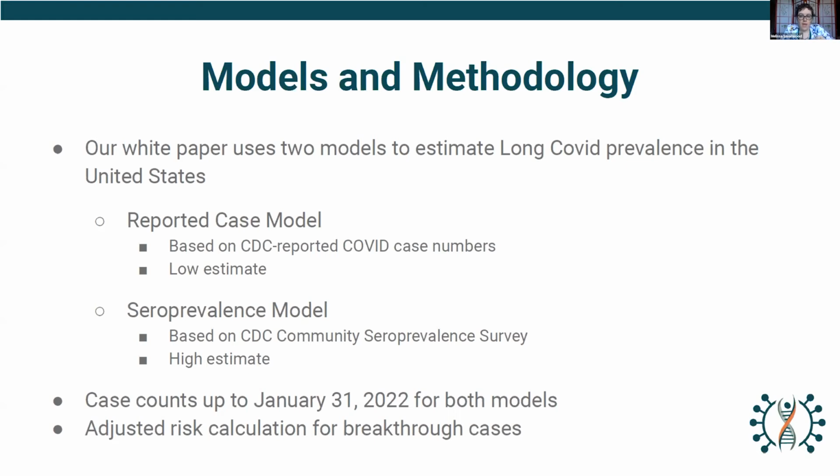And this returns a much higher estimate. Throughout our study, it was about twice the number of estimated cases as the reported case model. So these two estimates combined create a range of estimated COVID-19 cases in the US up to January 31st, 2022. Assuming that 30% of COVID cases will develop long COVID, with a modified reduced risk that we accounted for breakthrough cases during the Omicron surge in December and January of 2022.